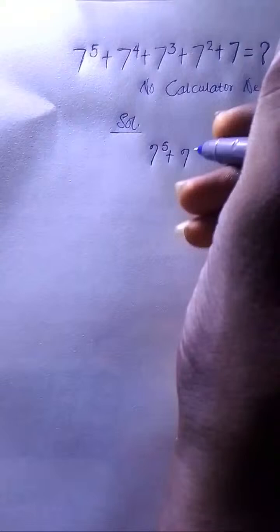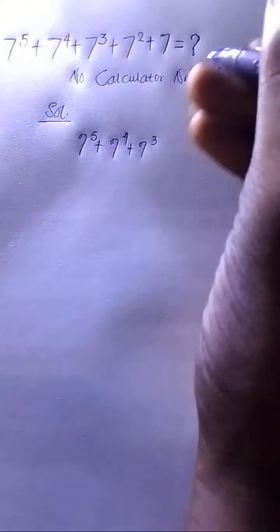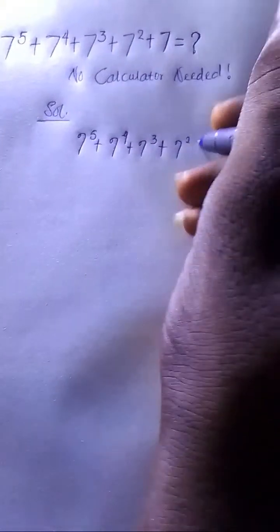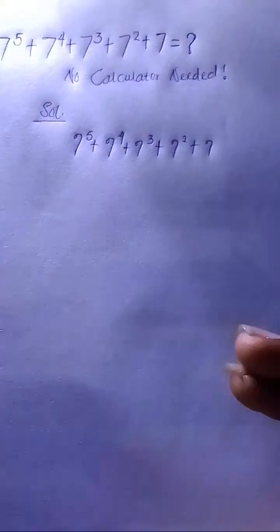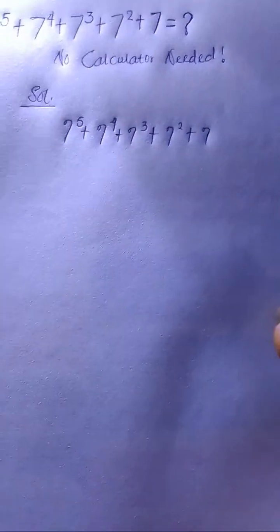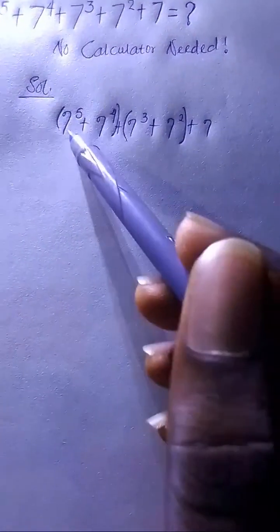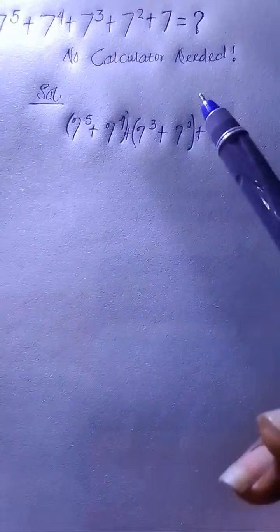So we have 7 raised to the power of 5, plus 7 raised to the power of 4, plus 7 raised to the power of 3, plus 7 raised to the power of 2, plus 7. Now the first step I would want to take here is grouping them. How do we group them? You can just bracket these two and these two together, and this one stands alone.